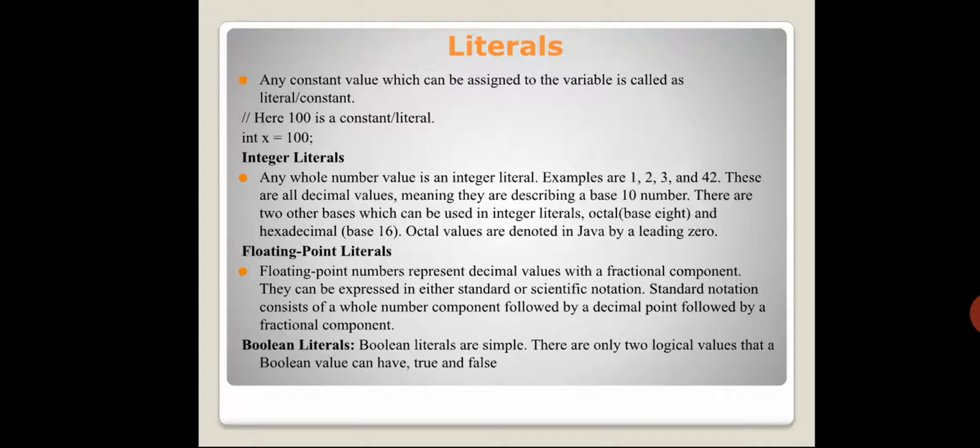Octal values are denoted in Java by a leading 0. When we deal with the programming, you will get to know how you can store an octal value to a variable. In decimal you are not using any zeros in the most significant position. But in octal, whenever you want to store any octal value to a particular variable, the number has to be denoted after the 0. So that means there should be one leading 0.